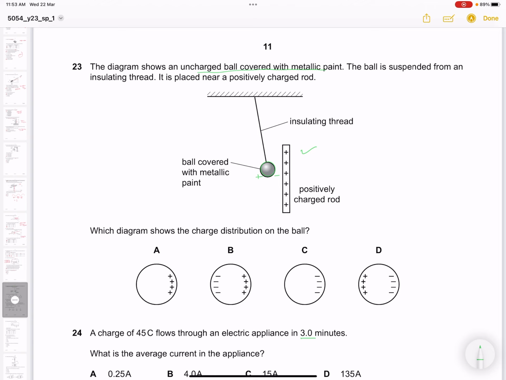The diagram shows an uncharged ball covered with a metallic paint. The ball is suspended from an insulating thread. It is placed near a positively charged rod. So the ball is brought near a positively charged rod. We know that due to electrostatic induction, an opposite charge will develop on the near end of the ball and like charge will develop on the far end. So this end will become negatively charged and this will become positively charged. So option D will be the correct one.